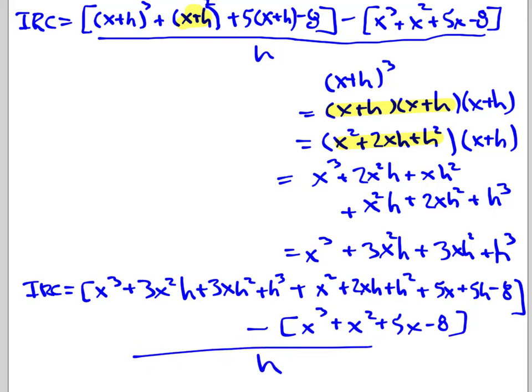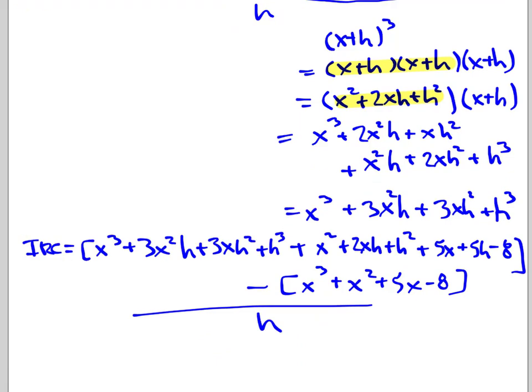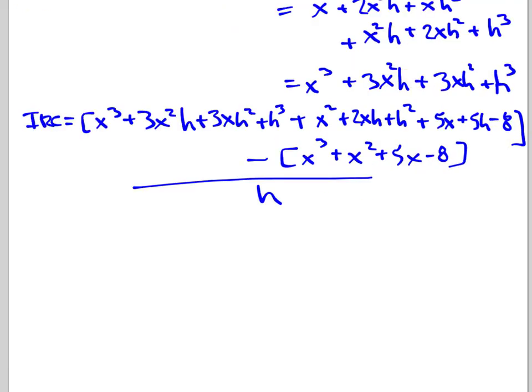Okay, so now we play the canceling game, and we try and eliminate some things. So we'll move this up and see what we can find that's the same, what we can combine. We're going to start with canceling. So this x cubed cancels this x cubed. There should be an x squared in here. There it is. That cancels this x squared. There should be a 5x. There it is. That cancels out. And there should be a minus 8, minus 8.